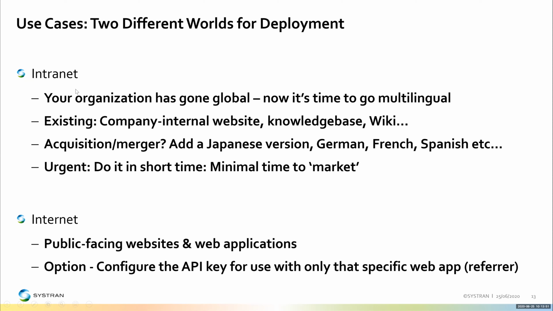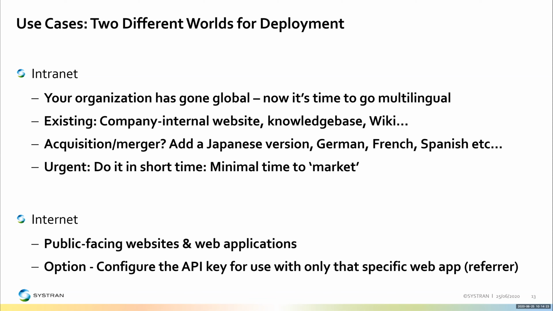So the intranet, typically you have maybe a large organization that has just gone global, and now it's time to also go multilingual on your websites. You may have an acquisition, and suddenly you have some content in Japanese, maybe automotive repair guides, or medical stuff in French, in German, and so on. And you want to have that presented to your coworkers across the continents in their own respective languages. So there's a couple of ways to do that. And again, the big overriding criteria there, you're in a rush. You want to do this with minimal time to market.